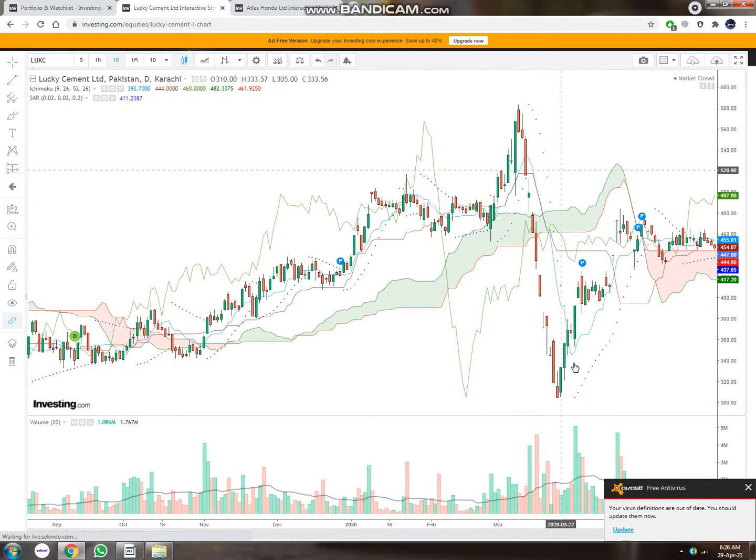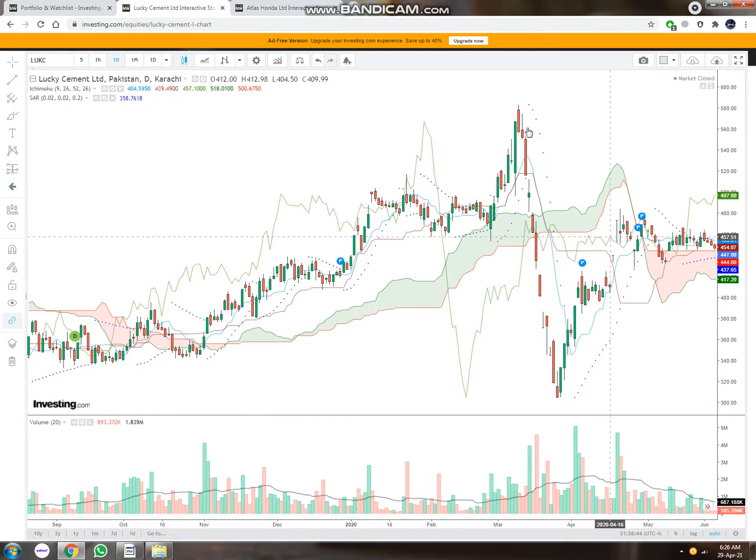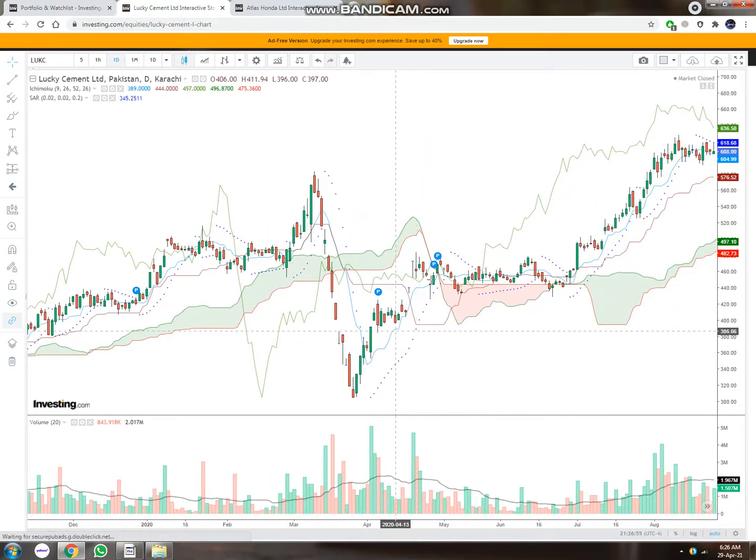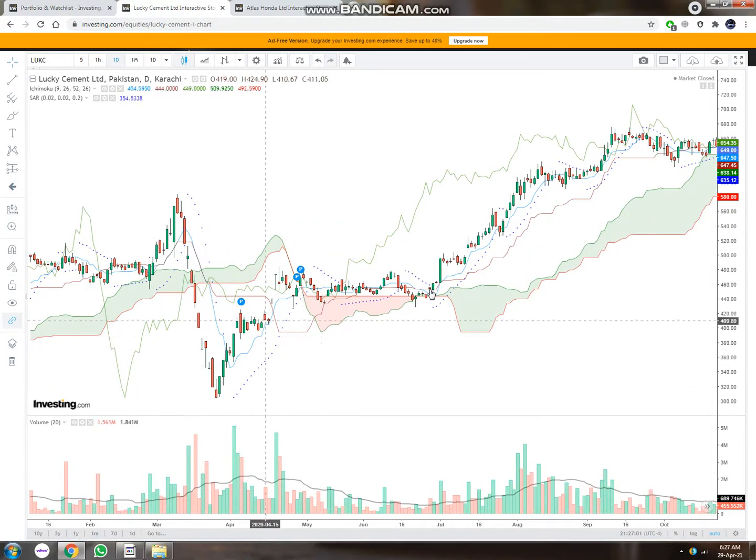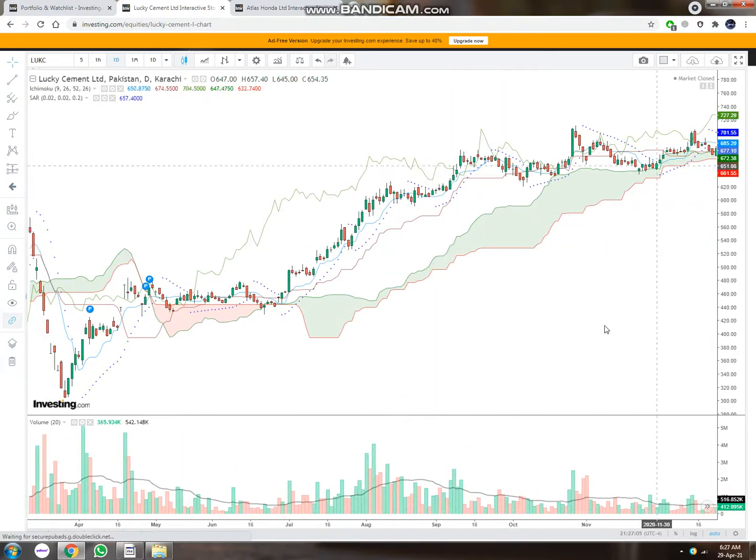You can see this area, it suddenly crossed. This was due to COVID-19, the first wave of COVID-19. You can see it crosses below. Now as it starts to gain control, gain momentum, you can see that this was the greatest entry point. It is now trading above, moving in the upward direction.